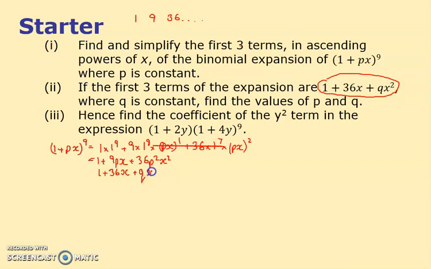And it says if these first three terms are 1 plus 36x plus qx squared, well immediately I know, just by linking those terms together, that 36 is equal to 9p, or said a different way, p is 4. And I also know that these two link up. So I know that 36p squared equals q. Because p is 4, that's 36 times 16, which on my calculator is 576. And that must be equal to q.